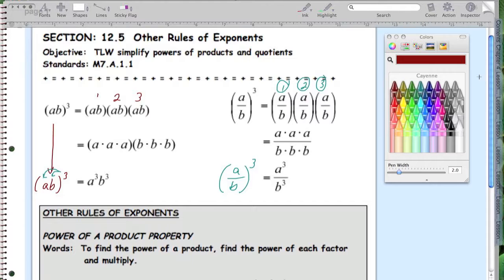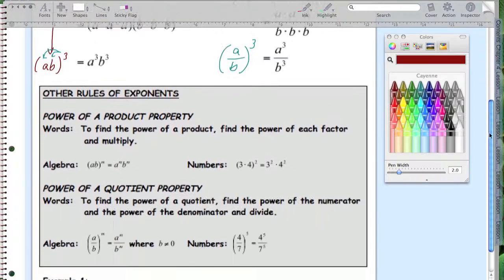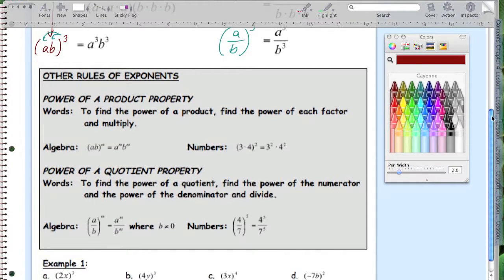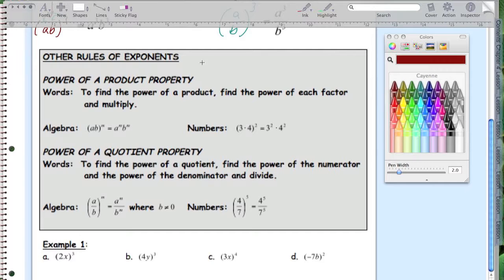Now the important thing here is that there are no plus signs or subtraction signs, because if you were to be adding A plus B or subtracting A and B, that's something called FOIL that you'll study later on in your math career. But for right now, the first one was the power of a product property. To find the power of a product, find the power of each factor and multiply. So AB to the M is A to the M, B to the M.